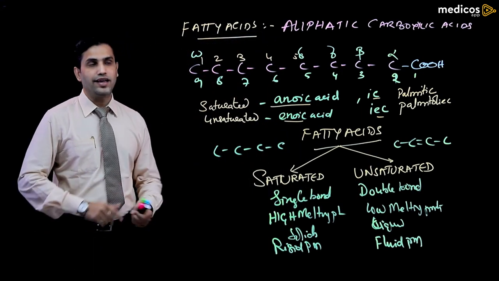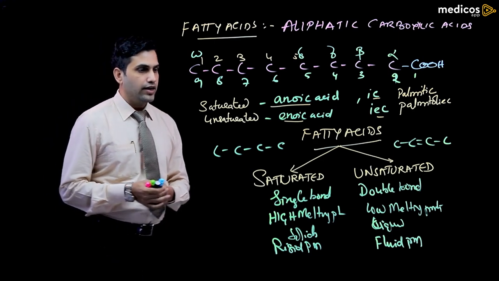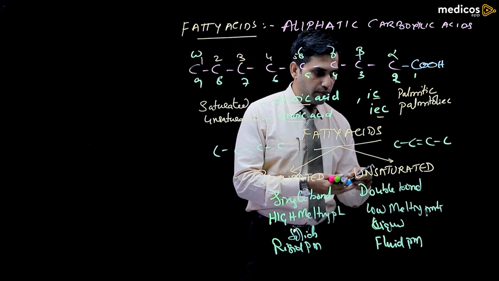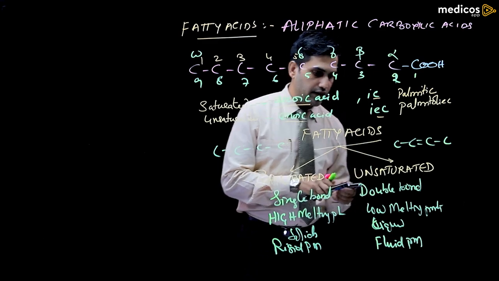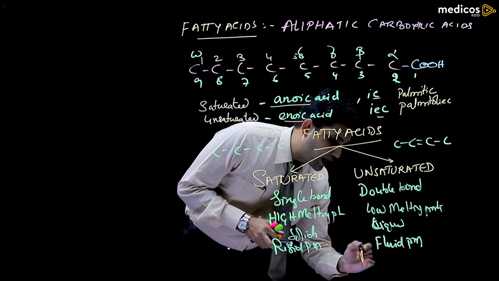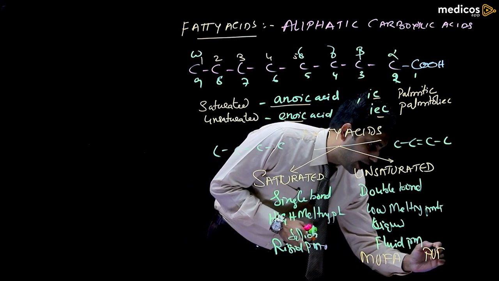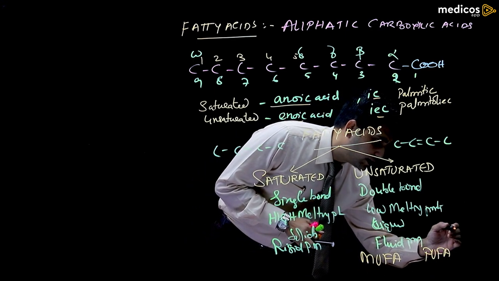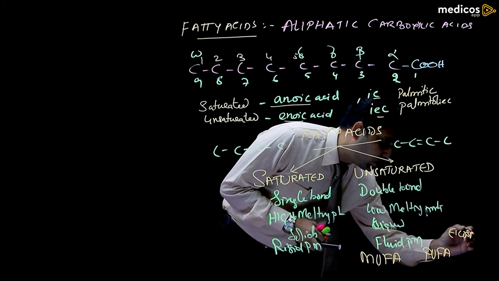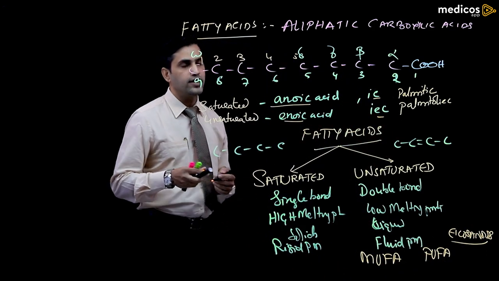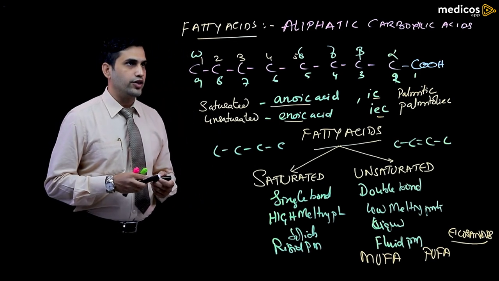Unsaturated and saturated, that is the difference. Now unsaturated, based on number of double bonds, again they are divided into monounsaturated or MUFA, and polyunsaturated or PUFA, and a third group called eicosanoids. Okay, eicosanoids.